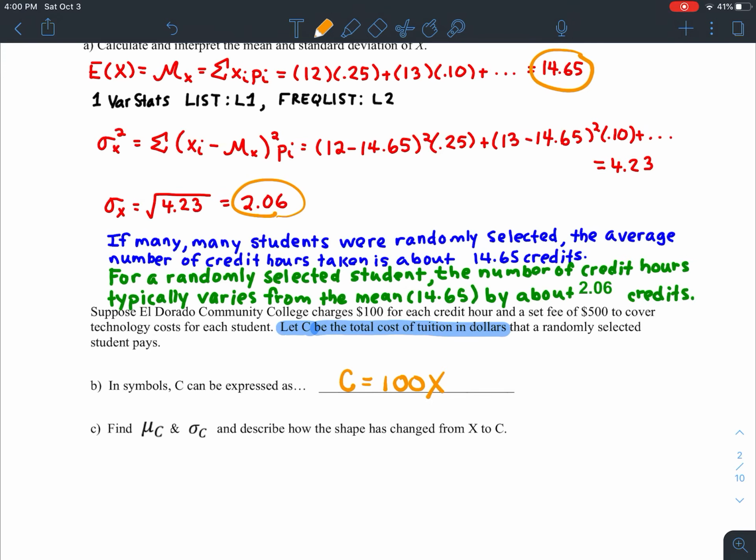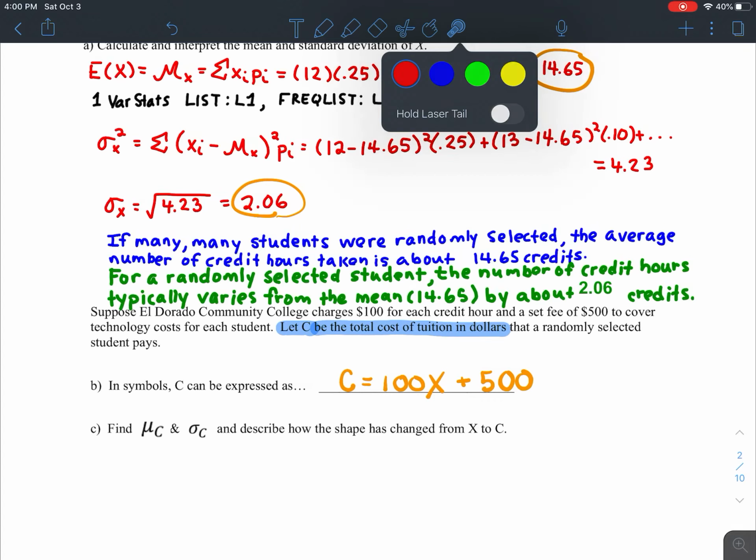So if we're trying to calculate what the total cost would be, and it's $100 for each credit hour plus a set fee of $500, we would say we're going to take 100 times X. Typically you use a capital letter when you are referring to random variables, okay? So X is the number of credit hours, 100 times X plus 500. Okay, this is going to calculate what the total cost of the tuition in dollars would be.